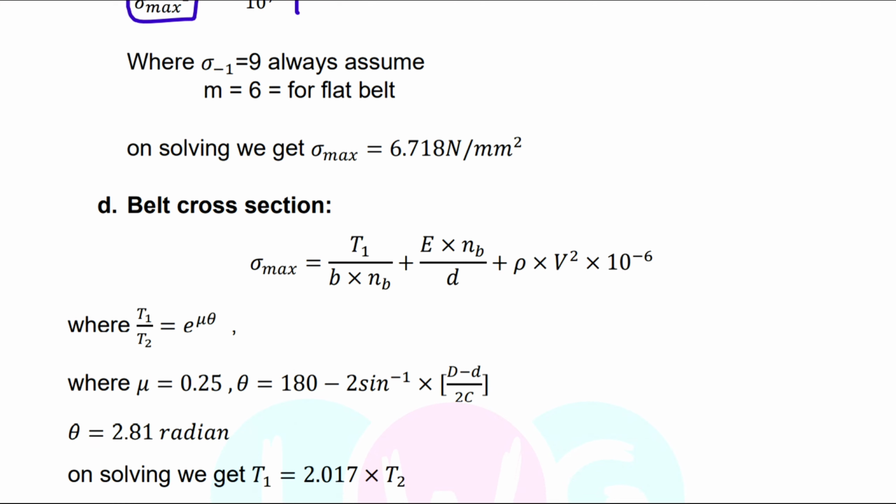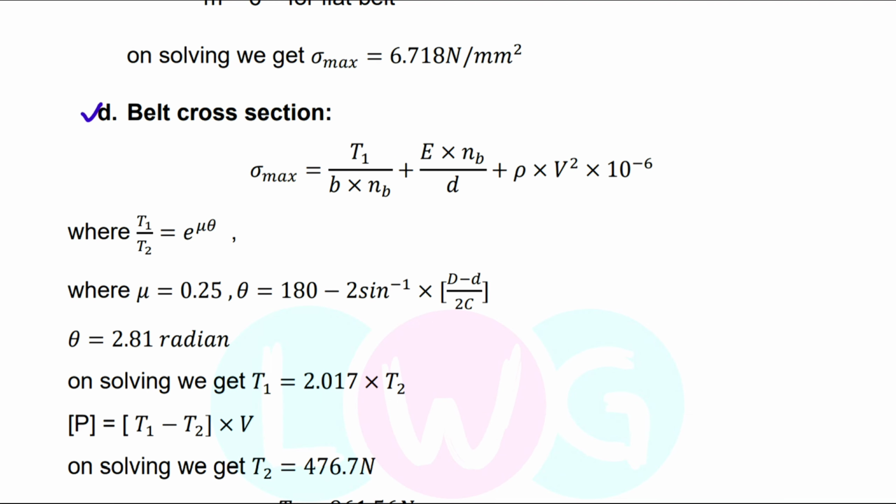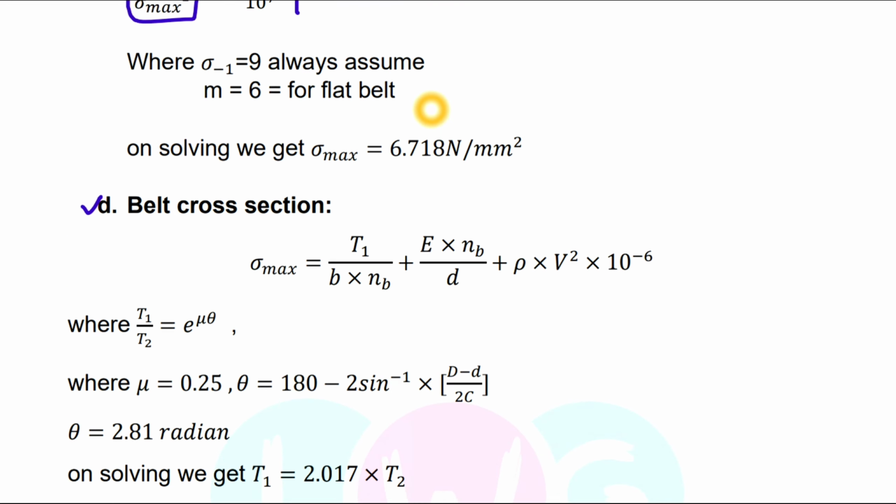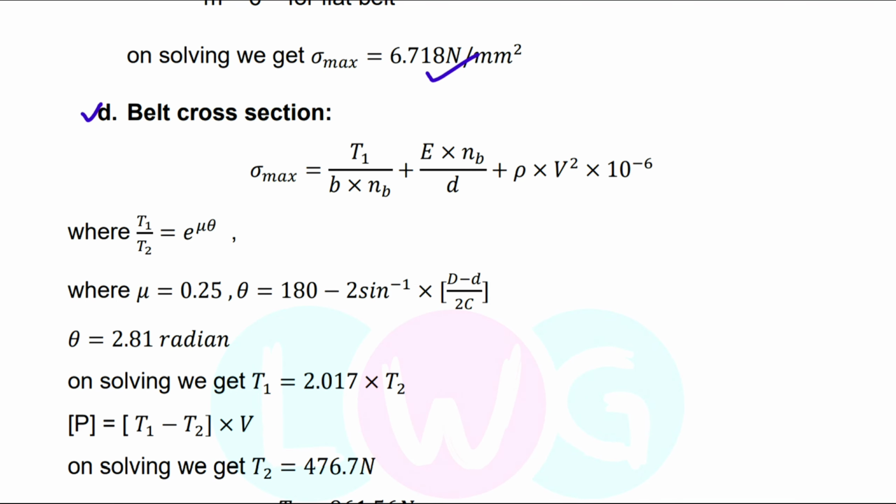Okay, now moving to the next part, which is part D. We will find the belt cross section. The formula for that is σmax = T1 / (B × number of belts) + E × (number of belts) / D + ρ × V² × 10^-6. σmax we have got in the earlier step, which is 6.718.